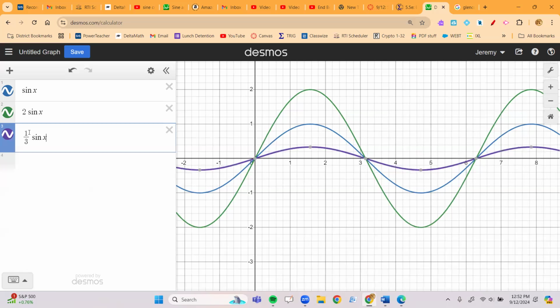This is a really common transformation to make on a graph. It's just a vertical squish or a vertical stretch. And in this particular case, we specifically call it amplitude. Sine and cosine curves. Amplitude is the big word. Do you have any questions about that? The question becomes, how do I graph this by hand?